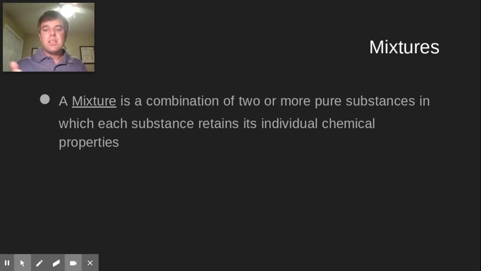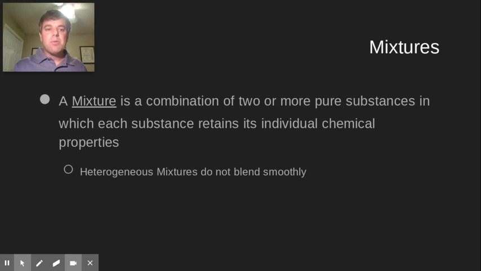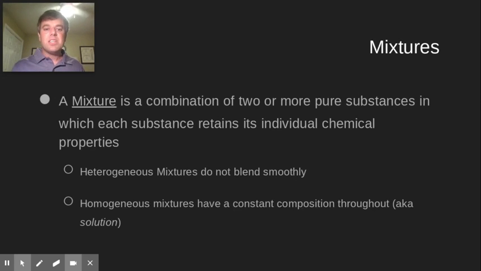Mixtures, they keep some of their same properties. And there's 2 types of mixtures. There's heterogeneous mixtures, like chocolate chip cookie dough, where you could pick out the chocolate chips from the cookie dough. And then there are homogeneous mixtures that have the same composition throughout. They're uniform. So, for instance, when you make salt water, you can't pick out the salt from the water very easily. There are ways to separate it, however.